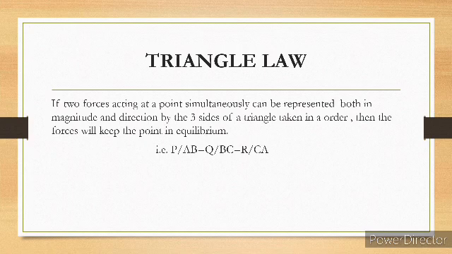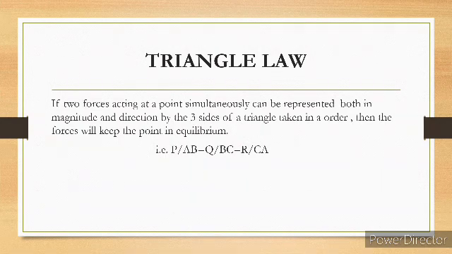I think you remember from the last class that the quantity having both magnitude and direction is a vector quantity, right? So the three sides of the triangle, taken in order, also represent the magnitude and the direction. Then these forces will keep the point in equilibrium.